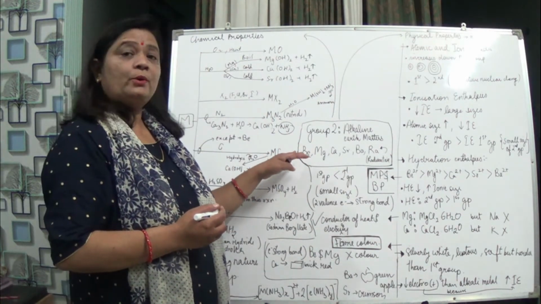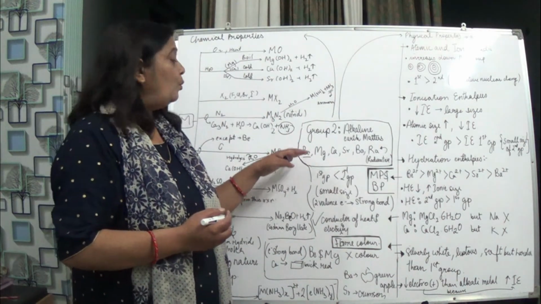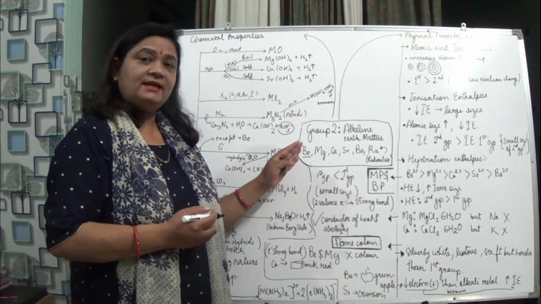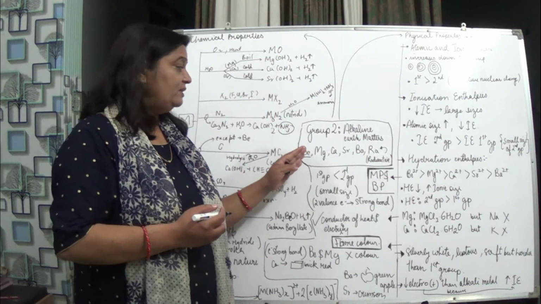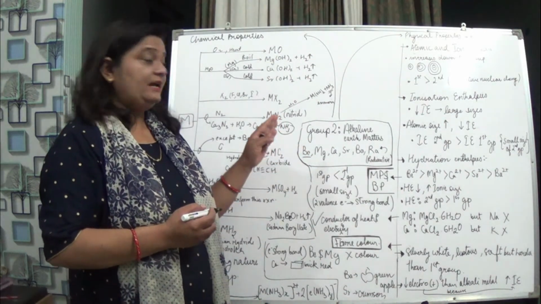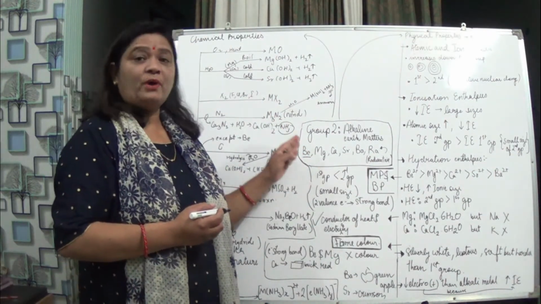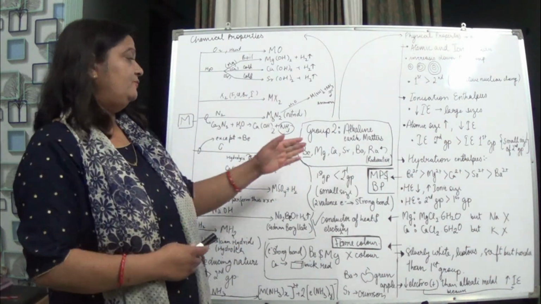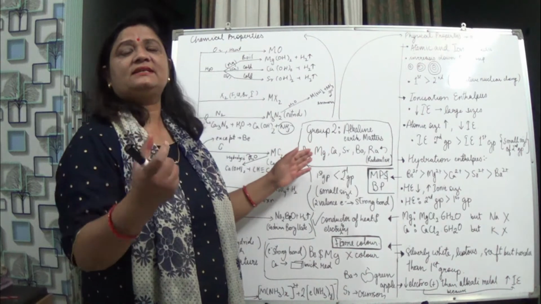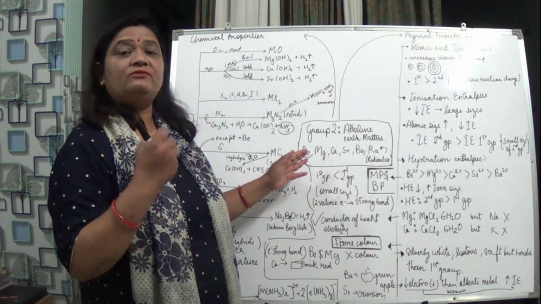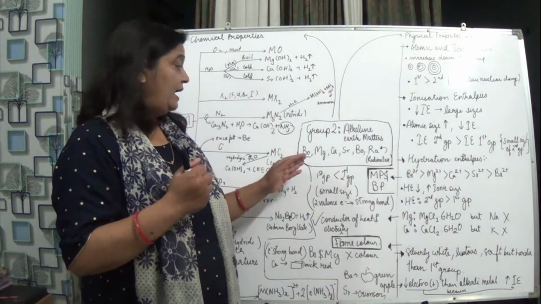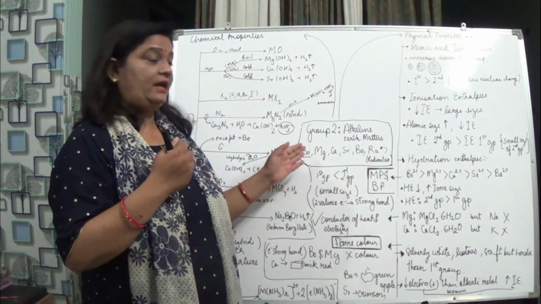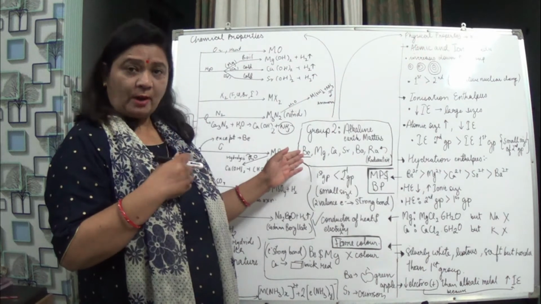And it will show anomalous behavior. Why will it show anomalous behavior? Because of its small size, isn't it? It doesn't have any vacant d orbitals. Its electronegativity value is entirely different from the others. And basically the atomic size is very small, and as a result the effective nuclear charge is more, and this gives it a different property.